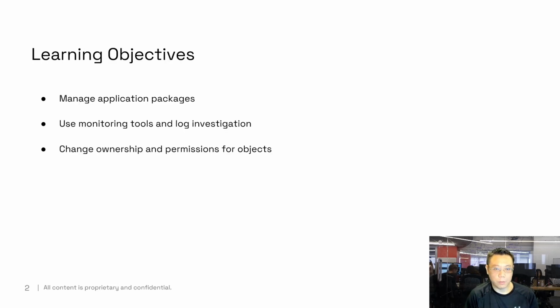So today's learning objectives include managing application packages in your Ubuntu VM, as well as any other Linux distribution that has the apt package manager. We'll also use monitoring tools and log investigation on security-related issues. We'll grep through health issues and other aspects that are important for logging in your day-to-day administrative duties. We'll also look at changing ownership and permissions of objects. So why do things get made readable, writable, or executable as they do by default? We'll learn a little bit more about that as we go on.